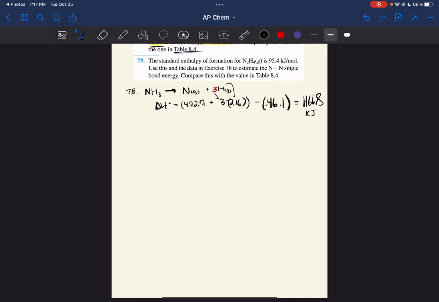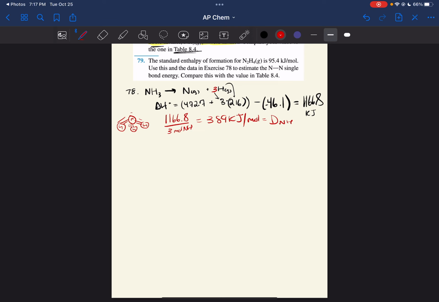Then in order to find the value of the N-H bond, you have to consider how many N-H bonds there are. There are 3. You can also think of it like, here's my N, H, H, H, each with 2 electrons shared. 1, 2, 3. So I take the total 1166.8 and divide that by 3 moles of N-H bonds, which gives me 389 kilojoules per mole of N-H.